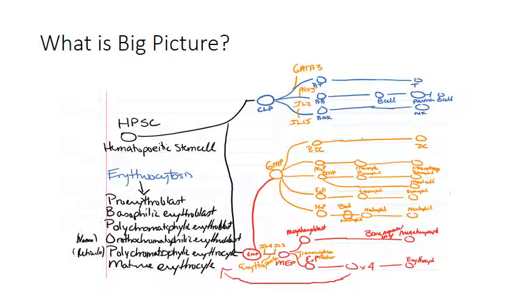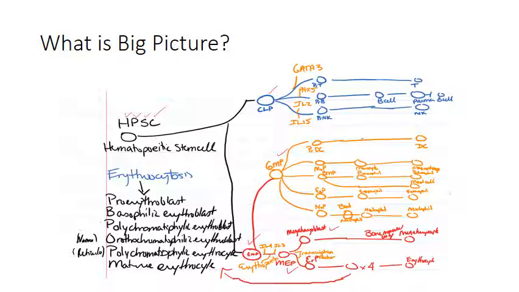Okay, so let's start from the beginning. We always start with the hematopoietic stem cell, HPSC. And from there, we go to the common lymphoid progenitor cell, the common myeloid progenitor cell, and from the common myeloid progenitor cell, we either go to the granulocyte monocyte progenitor cell or the megakaryocyte erythroid progenitor cell. From here, we diverge again, and let's start on the top.